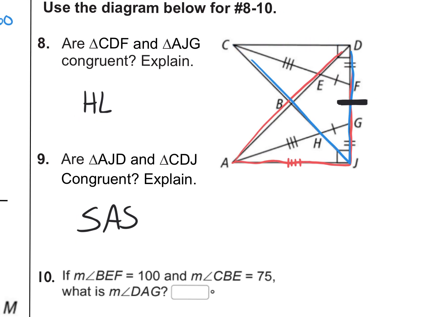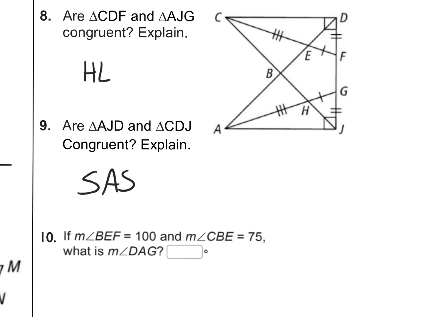Let's look at number 10. Now, know that you just proved the 2 major triangles in this picture are congruent to each other. So remember, you have those corresponding parts that you can use. Okay, so in number 10, it gives you some angle measures. I highly recommend you put them in the picture. Okay, so BEF, this angle right here, is 100 degrees. And CBE here, this angle is 75. It wants us to find DAG, this angle here.